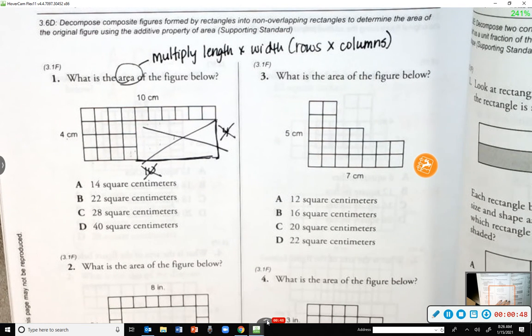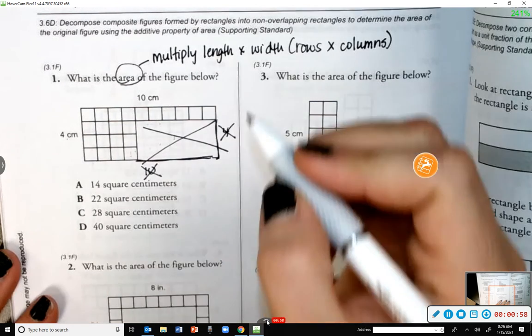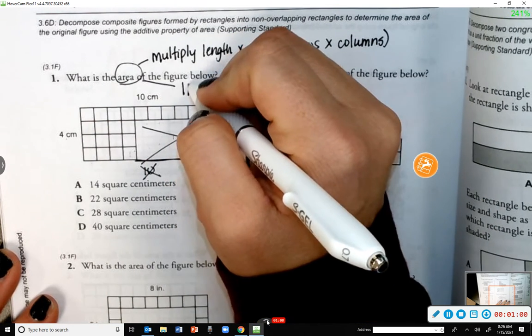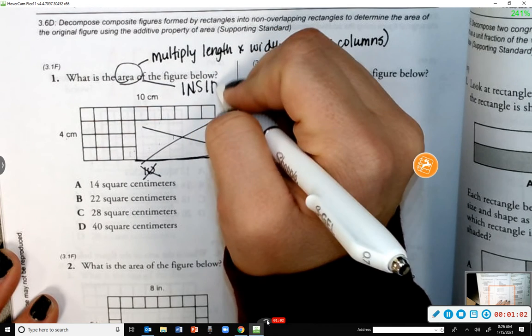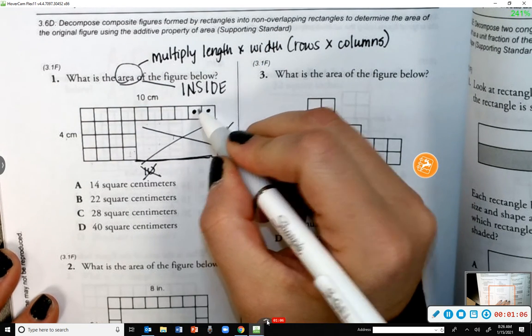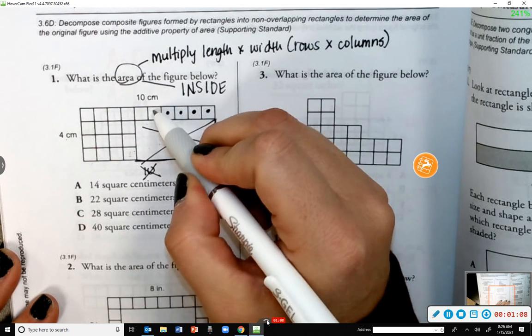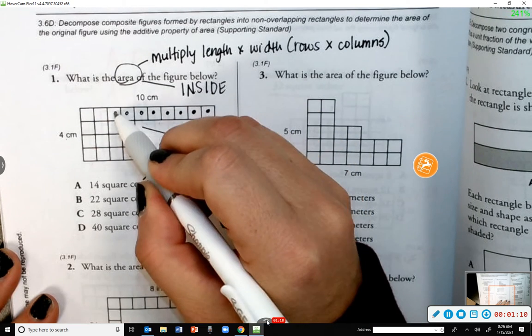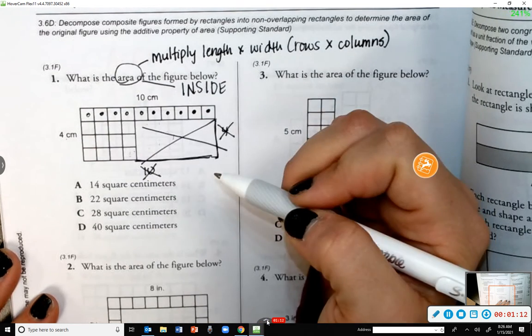So what do we need to do now? Somebody said it earlier. What do we do with the squares? Kelsey? Count them. Count the squares on the inside of the shape. So all you do is count the squares. 1, 2, 3, 4, 5, 6, 7, 8, 9, 10.